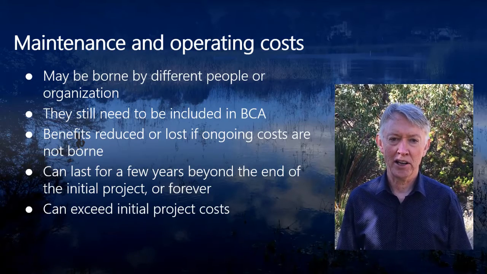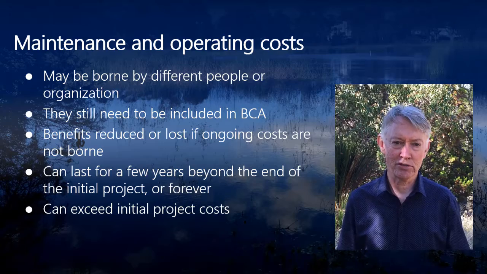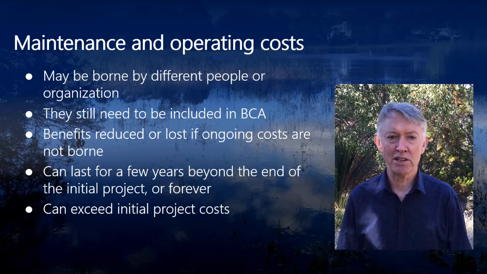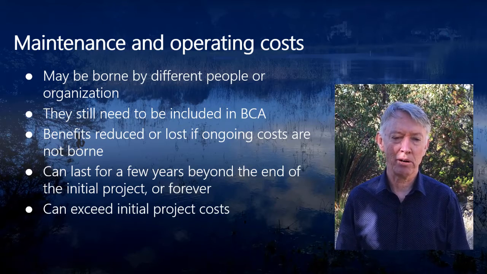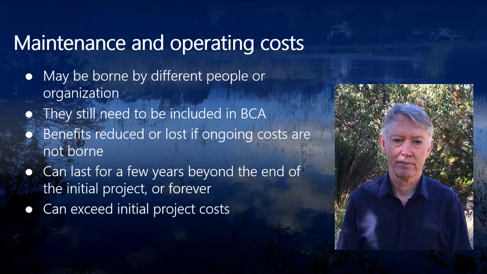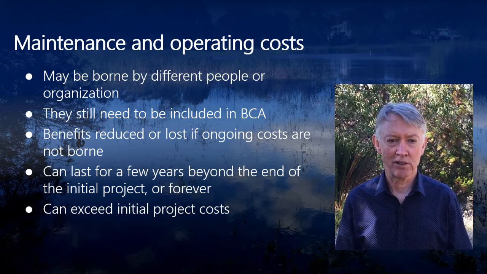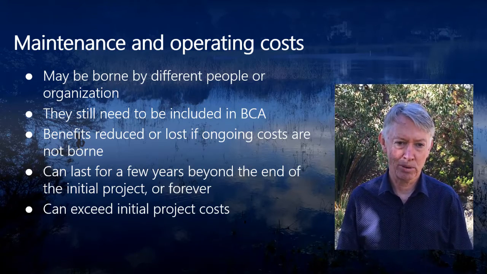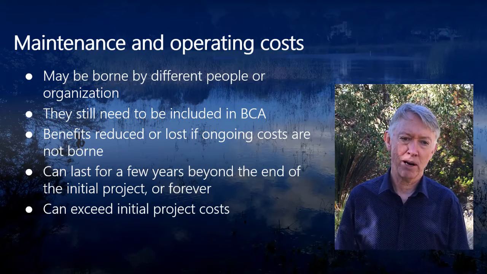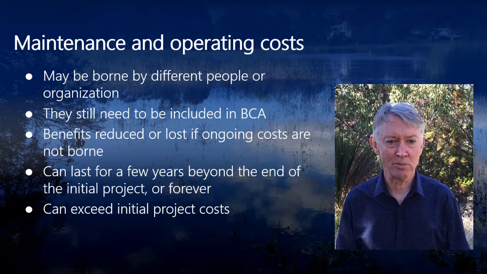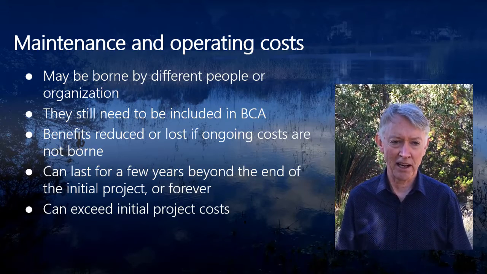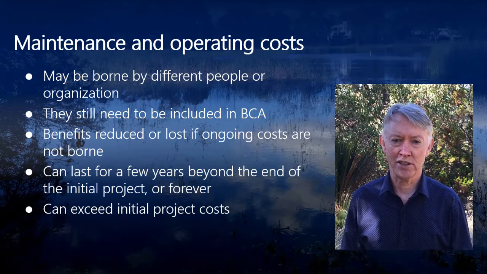These maintenance and operating costs can be quite important. They can constitute a large proportion of the total costs of a project. But they may be borne by different people or organisations other than the project organisation. But if so, they still need to be factored into the benefit cost analysis. The reason that these are important to factor in is that benefits may be reduced or lost if ongoing costs are not borne. These ongoing costs might last for only a few years beyond the end of the initial project, or they might last forever. And as I say, they can be quite big. They can even exceed the initial project costs in some cases.